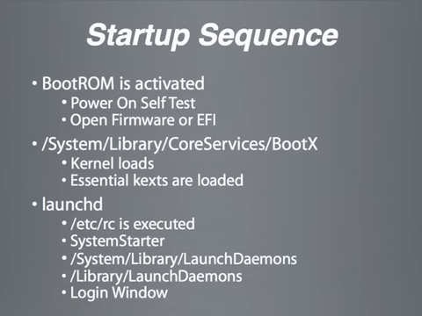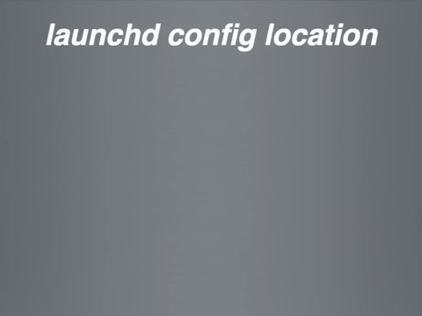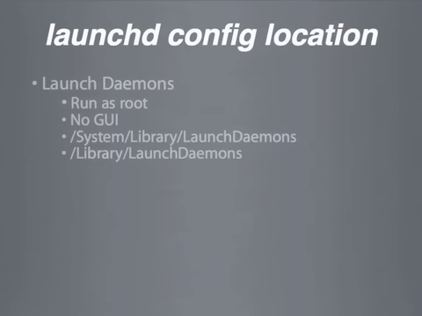So in order for launchd to manage a daemon, a config file must exist for each one. These config files come from 2 locations. The first is system library launch daemons, which are system-wide daemons that were installed with the OS. Or secondly, library launch daemons, which are system-wide daemons installed by the administrator. Daemons that are run from here run as the root user and do not require a GUI. So examples would be the daemons that manage SSH and FTP.